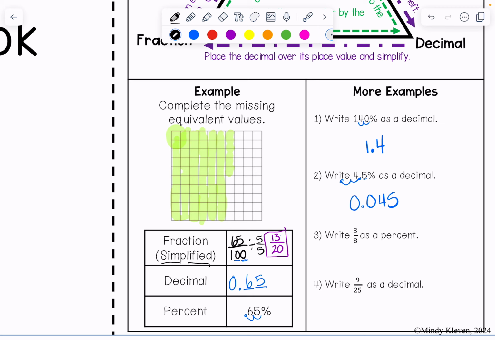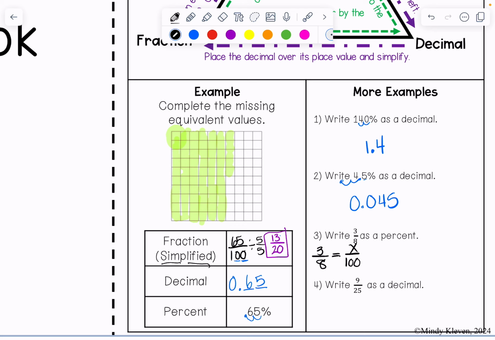But right now we are just going to focus on 3/8, and I'm going to set up a proportion. Remember, a proportion is an equation stating that two ratios are equal. I want to figure out, okay, 3/8 is equal to what out of 100?